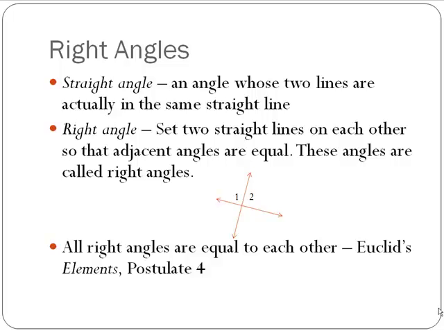A right angle is formed by setting two straight lines on each other so that the adjacent, or angles next to each other, are equal. So angle 1 and angle 2 are equal. These angles are called right angles if that happens. And Euclid's Elements postulate 4 states that all right angles are equal to each other. A postulate is something that we're going to take as given, that we're not attempting to prove.